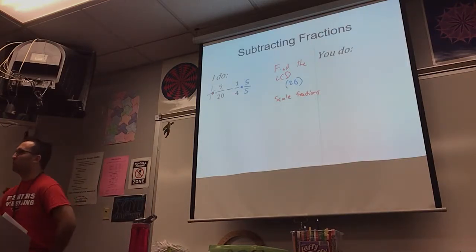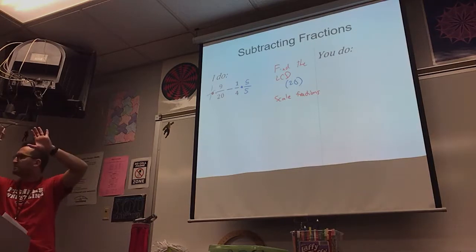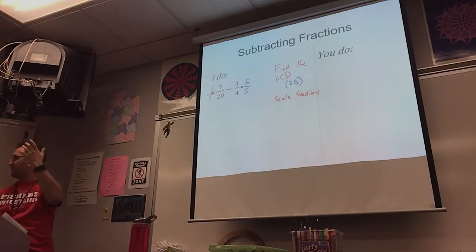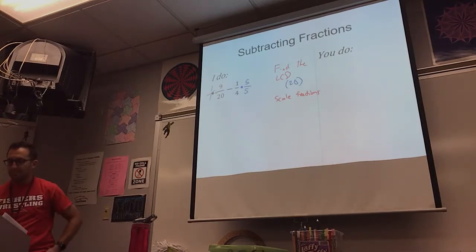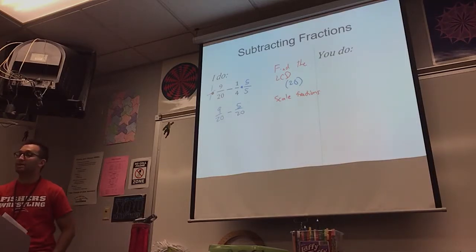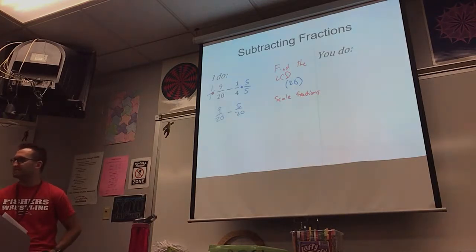I can do 1 over 1. If I want to make sure I'm scaling both of them to keep my pattern the same, I can multiply by 1 over 1. I don't need to, but you can. So now this ends up being 9 over 20 minus 5 over 20. Now luckily I don't have to borrow, which is nice. Also, this isn't going to be a negative.